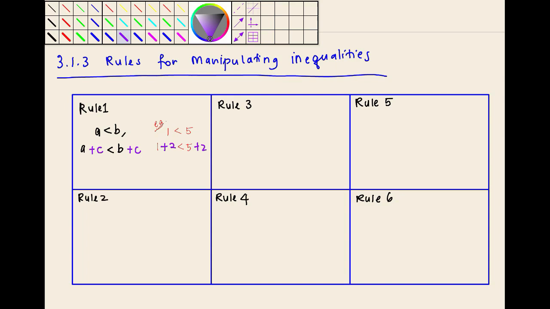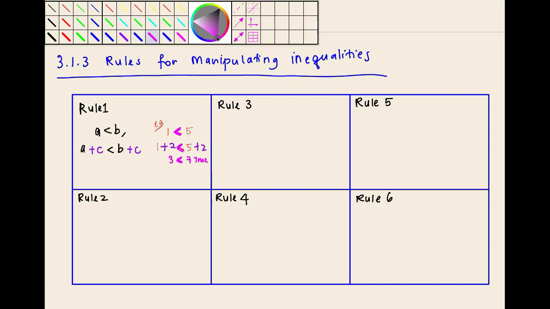So when you do that, this inequality doesn't change direction. It is still less than. So if you add, it becomes 3 is less than 7, which is true. This is true. 3 is less than 7. So that's why this inequality doesn't change direction. Dia masih lagi kurang. Dia tidak bertukar menjadi that way.